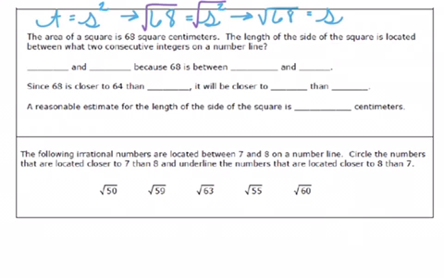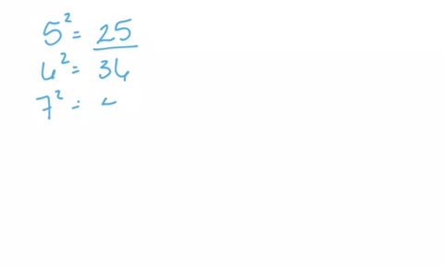All right, so there's another way you can do this, and you can do this in your head, and that is to take your perfect squares. So if you remember, our perfect squares would be like 5 squared equals 25, so 25 is a perfect square. 6 squared is 36, 7 squared is 49, 8 squared is 64, and 9 squared is 81.